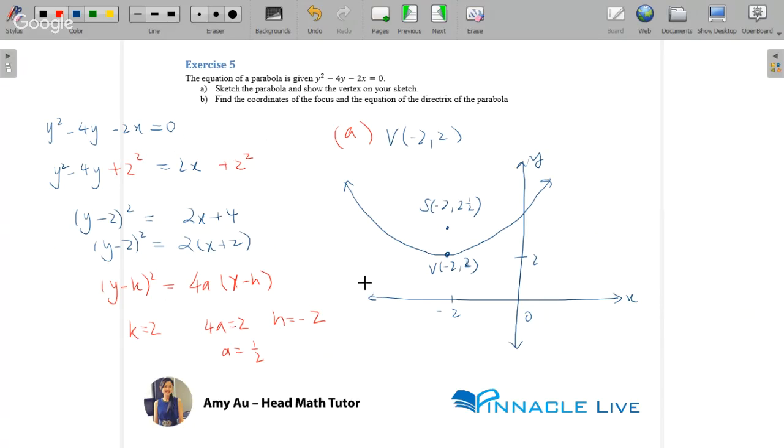And the directrix should be half a unit below. So 2 minus 1/2 is 1.5. That's it. So to answer that question, focus is minus 2, 2.5. Directrix is y is equal to 1.5. All right, so nice and easy as long as you know what you're looking for.